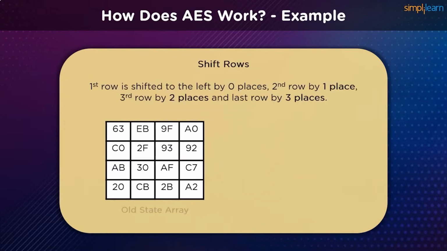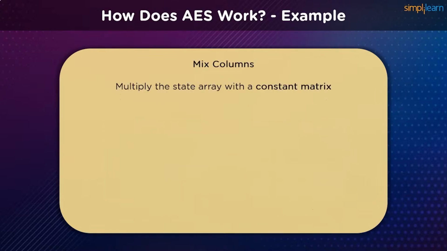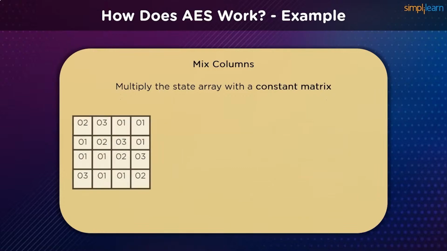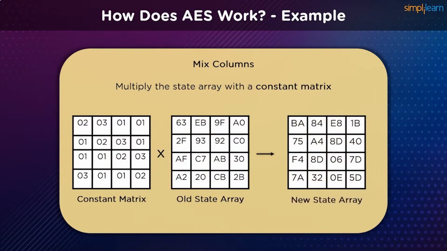When it comes to row shifting, each element is shifted a few places to the left, with the first row being shifted by 0 places, second row by 1 place, third row by 2 places, and the last by 3. The state array that we received from the row shifting is passed off as an input to mixed columns. In mixed columns, we multiply the state array with a constant matrix, after which we receive a new state array to be passed on to the next step.